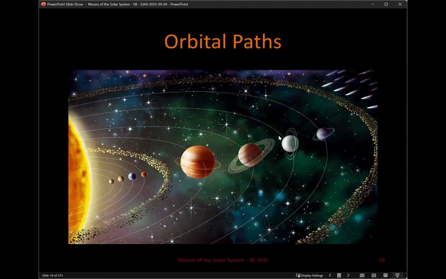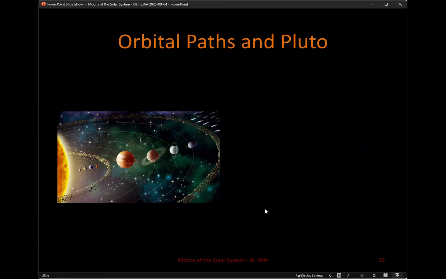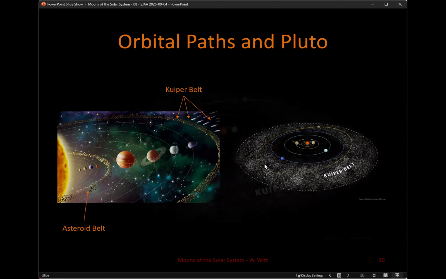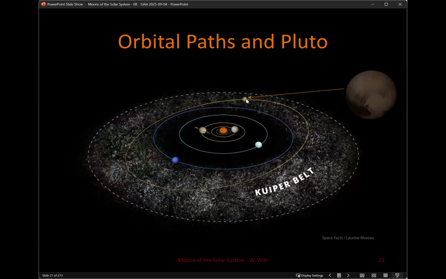But each of these planets has a really nice clean orbit, right? Its path is devoid of other loose clutter, other junk. And so this is the asteroid belt, right? This is the Kuiper belt, and if we look at that in a slightly different way, you can imagine it like this. The Kuiper belt is actually this really big region of clutter, and Pluto is this thing right here.